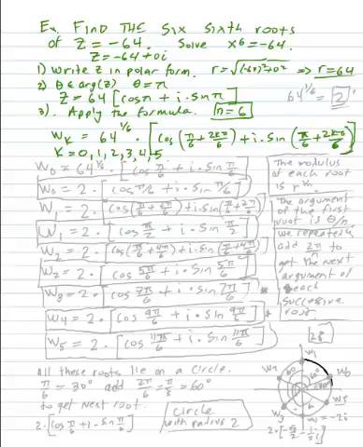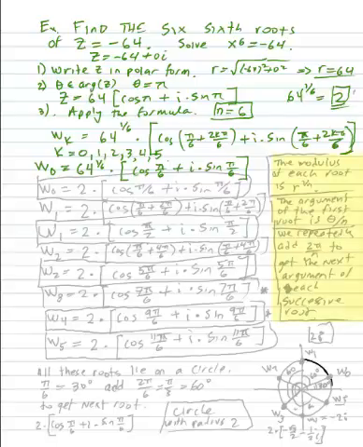w sub 0 is going to be 64 to the 1 over 6 times cosine of pi over 6 plus i times the sine of pi over 6. Let's make a note. 64 to the 1 over 6. We're looking for the 6th root of 64, and that's 2. So the modulus of each of those roots is 2. And the first argument starts at pi over 6.